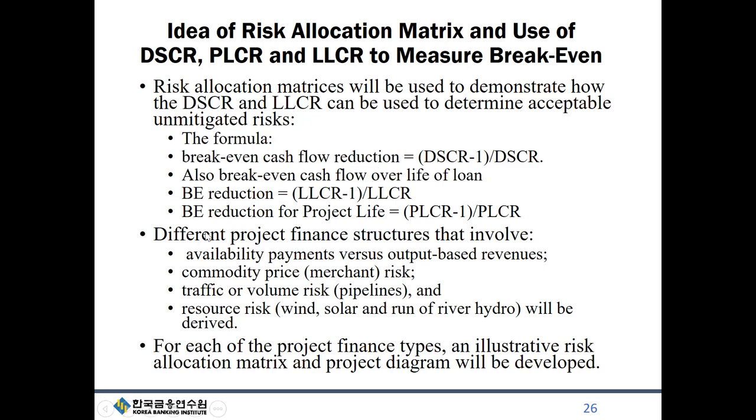Now, we can do exactly the same thing. You can't just say that if the DSCR is 1.5, the 50% is the cash flow reduction. It's the 50 divided by the 150. That would be the 33%. You could do the same thing with LLCR. That says how low can the cash flow go before we can't get paid. And the PLCR, kind of the same thing.